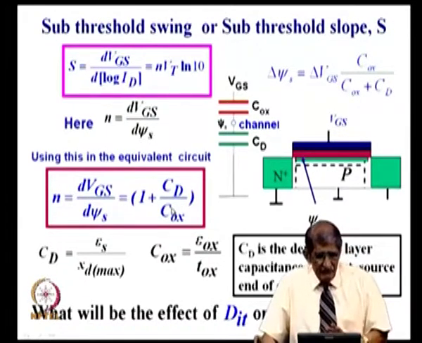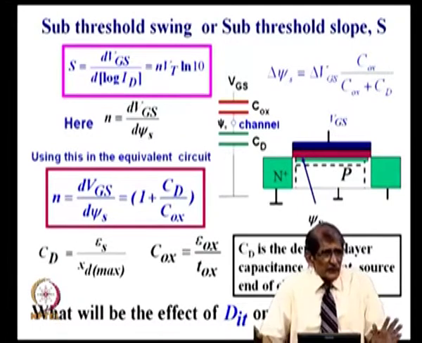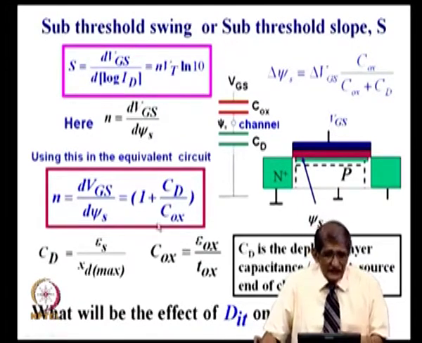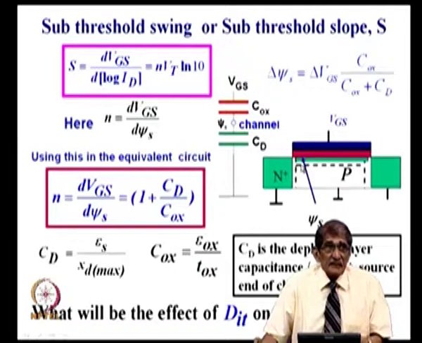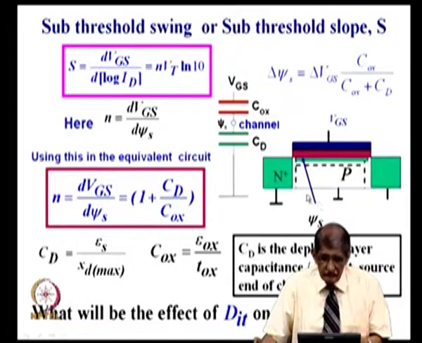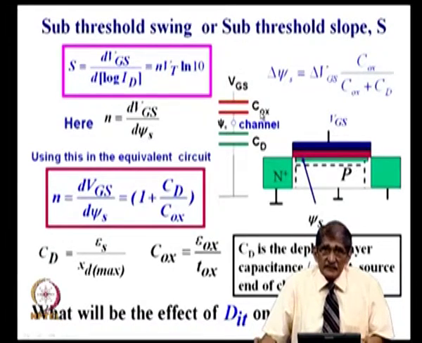This is very useful information, because without going into the device physics, people can understand this using this capacitor equivalent circuit. Now, what is CD? CD is the depletion layer capacitance. Remember, all these are referred to per unit area, because both areas are the same.